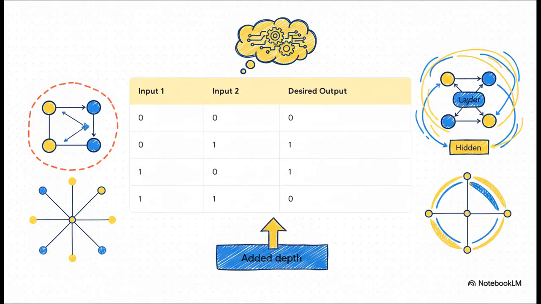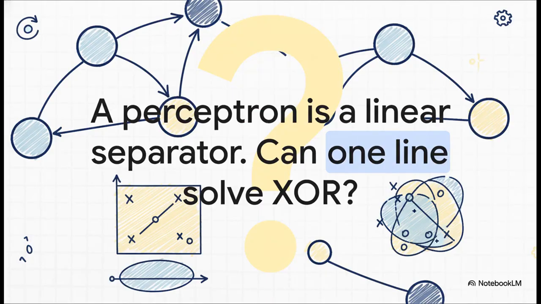The rule is dead simple. The output should be 1 if and only if the two inputs are different. So if one input is on and the other is off, the output is on. But if both are off or both are on, the output is off. Seems straightforward enough for our network to learn, right? Well, here is the catch.